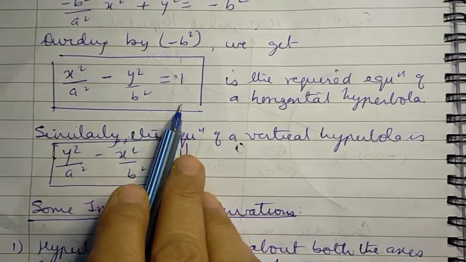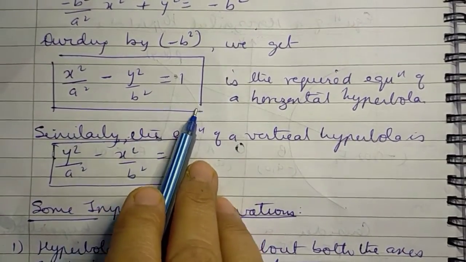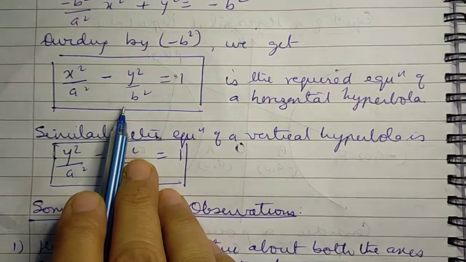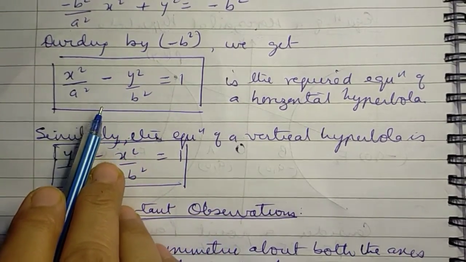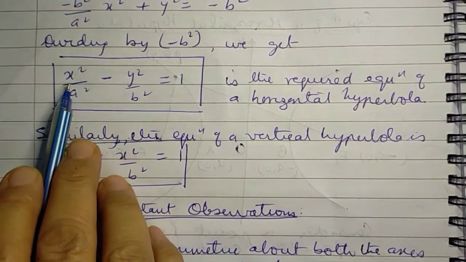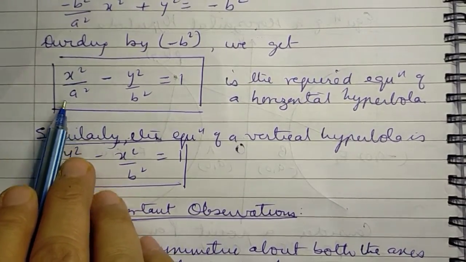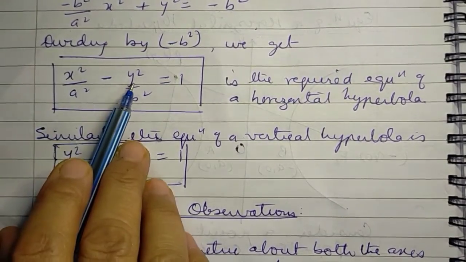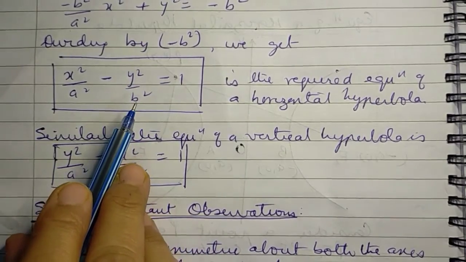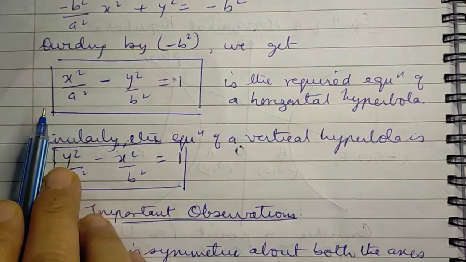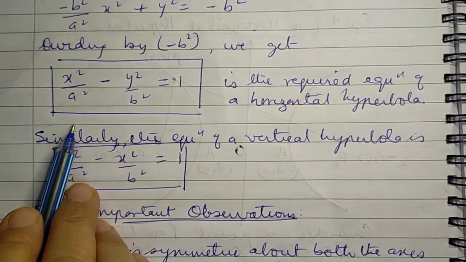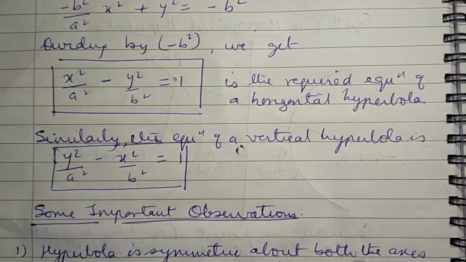So we notice here that it's an equation similar to a horizontal ellipse, but with one change, that is instead of a plus sign here we have a minus sign. The denominator of x squared is a squared, which gives us the transverse axis. The denominator of y squared is b squared, which gives us the conjugate axis, as y is along the conjugate axis and x is along the transverse axis.